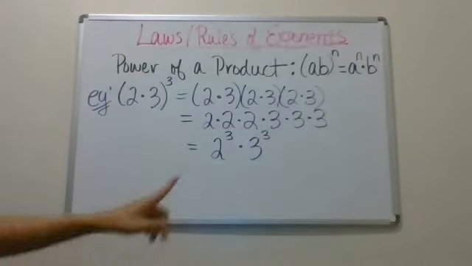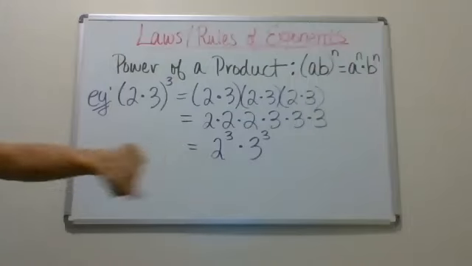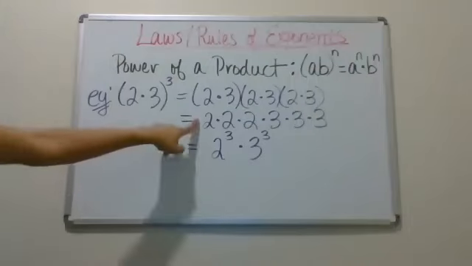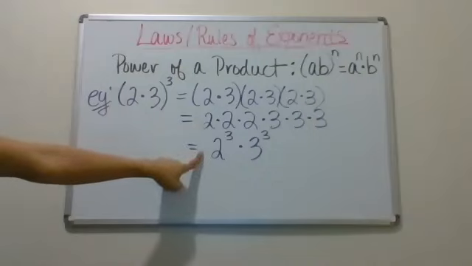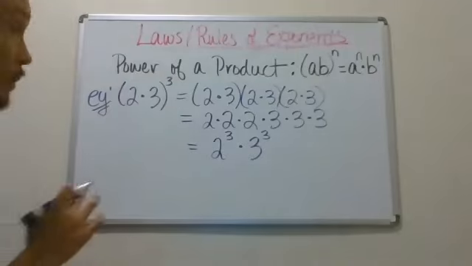Any questions about how I got from here to here? I just condensed this line. I condensed this line to exponential form. All right, so let's actually see what's really going on here, though.